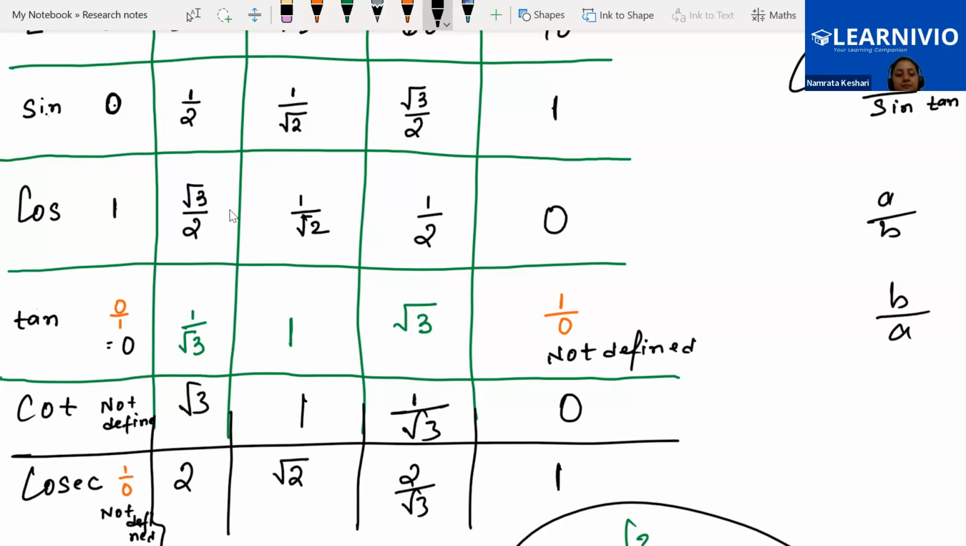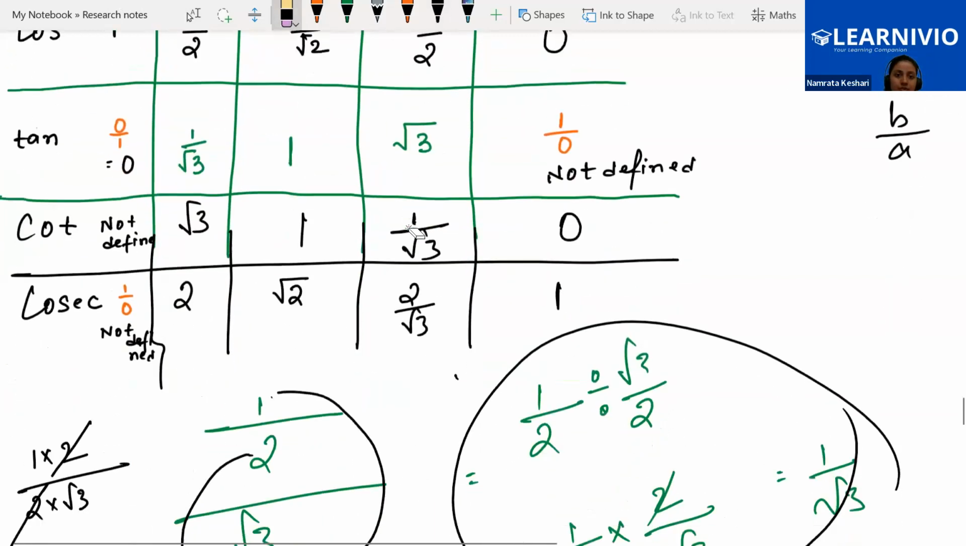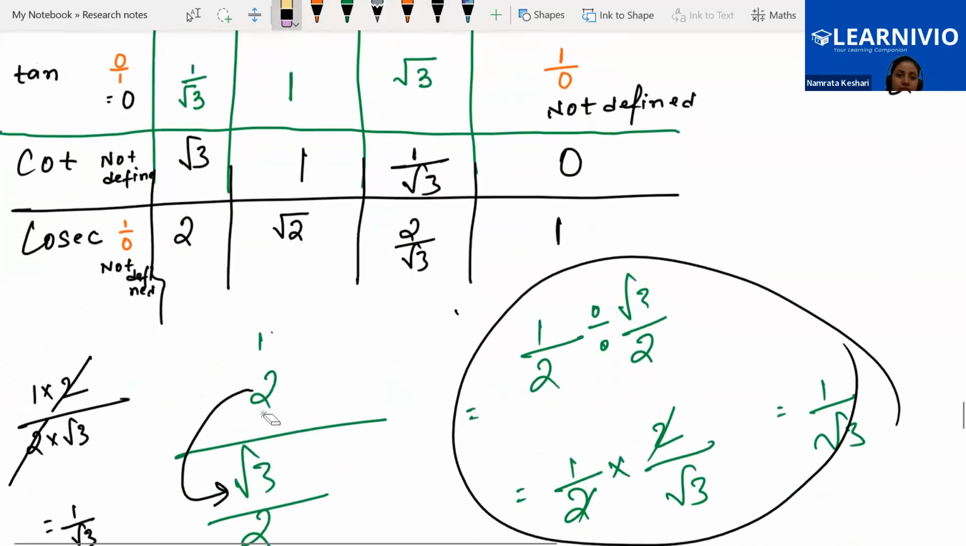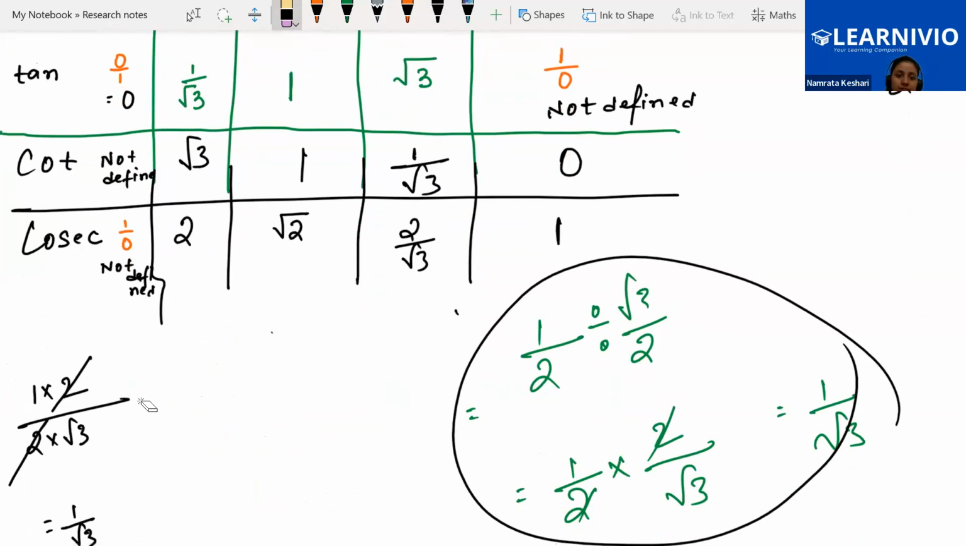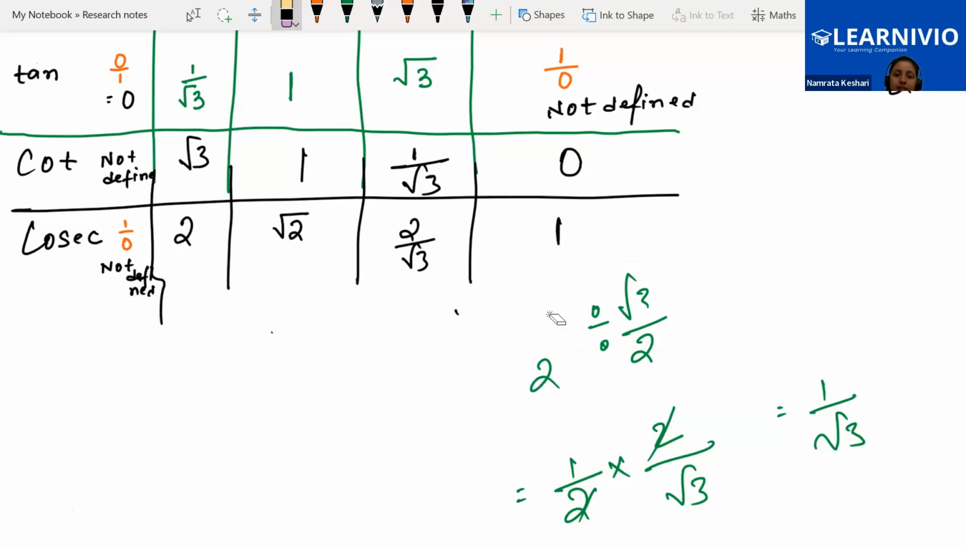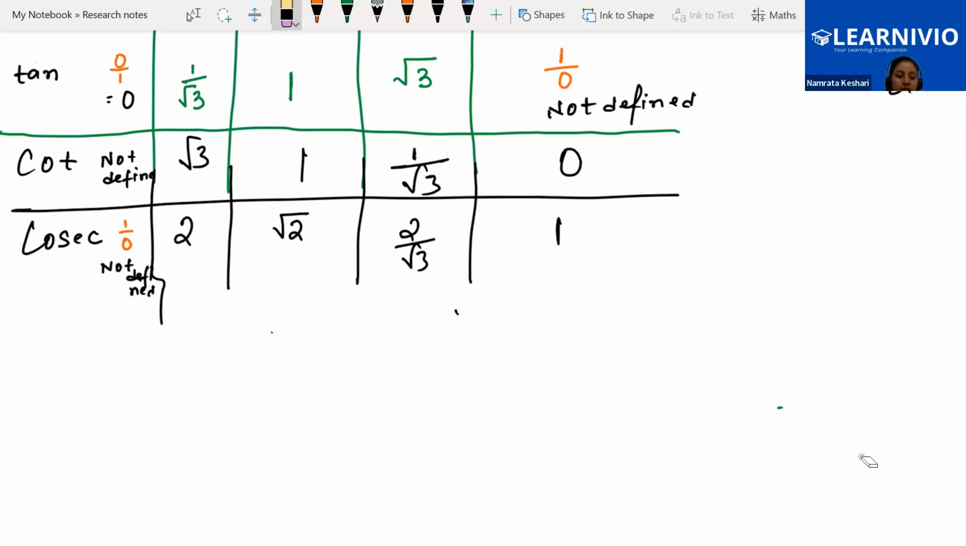Any confusion? Anyone having any confusion so far? No. The table we are discussing today, in the next class I will be asking you all the values, each and every one. It must be on your tips, all the values. Only then will you be able to solve the questions related to the angles.